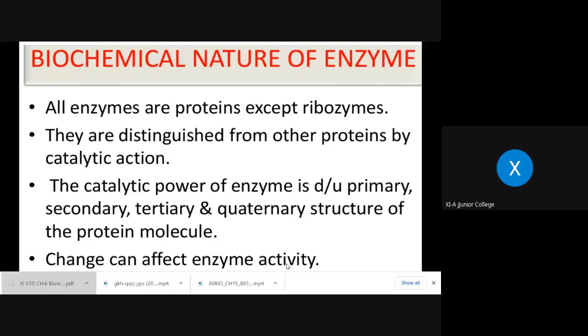The catalytic power of an enzyme is dependent upon the primary, secondary, tertiary, and quaternary structure of the protein molecule. Change can affect enzyme activity. So the catalytic power of an enzyme depends on the structure and nature of the molecule, that is the protein, whether it is of primary, secondary, tertiary or quaternary structure. Any change in it can affect enzyme activity.